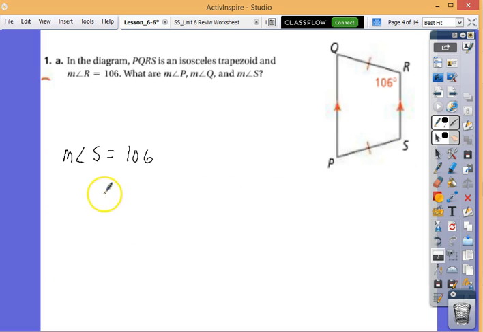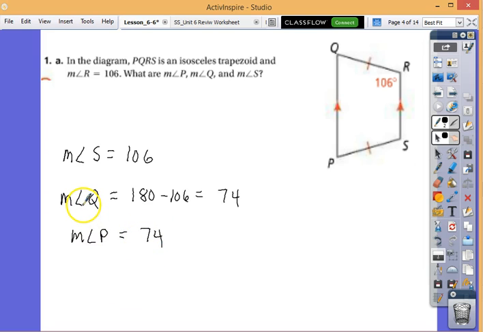The measure of angle Q is supplementary to the measure of angle R. So the measure of angle Q is going to equal 180 minus 106. So that's going to come out and be 74. And then the measure of angle P is either supplementary with S or congruent with Q. So it'll be 74. Is everybody okay with that? Does anybody have any questions? All righty, let's move on.